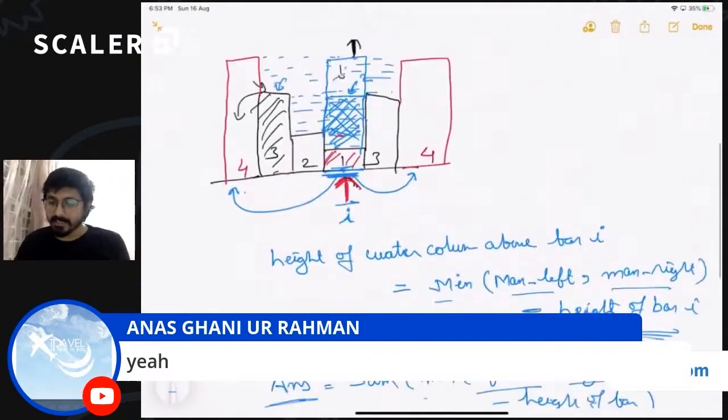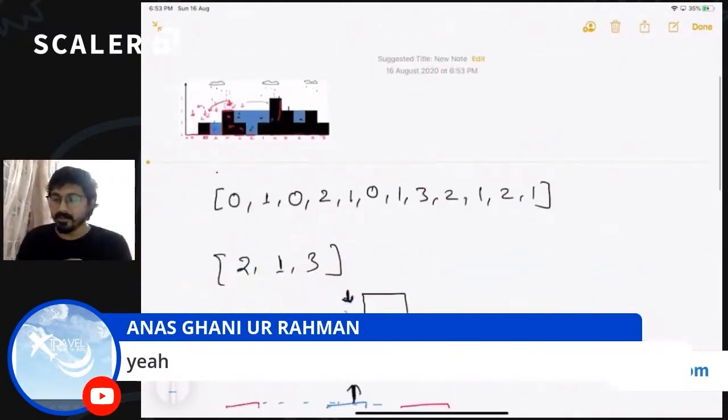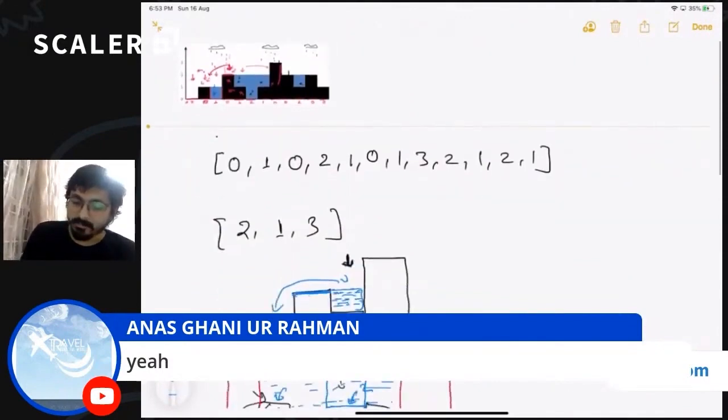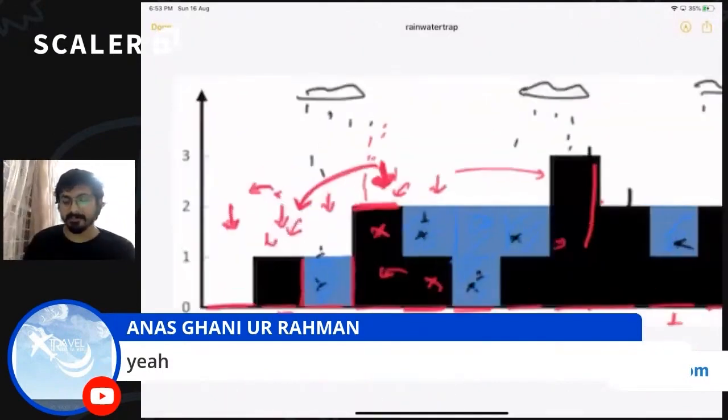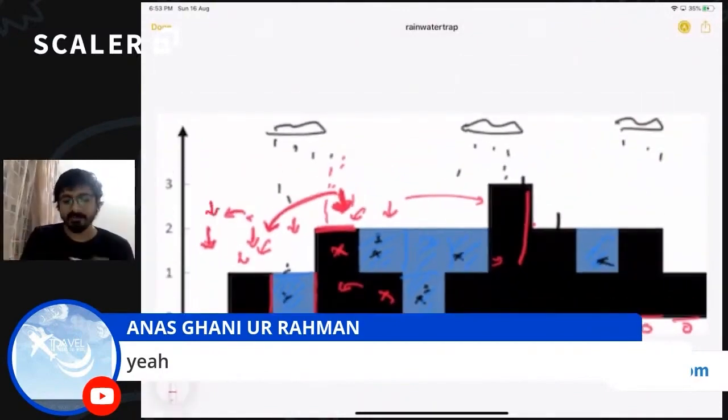Correct? Let's quickly do this on the given example. What is the maximum on the left side for the first bar? It is 0. There is nothing on the left. Maximum on the right side is this bar of length 3. But since we are taking the minimum of left max and right max, the minimum becomes 0. 0 minus the height of the bar is 0, right? So this is not going to hold anything.